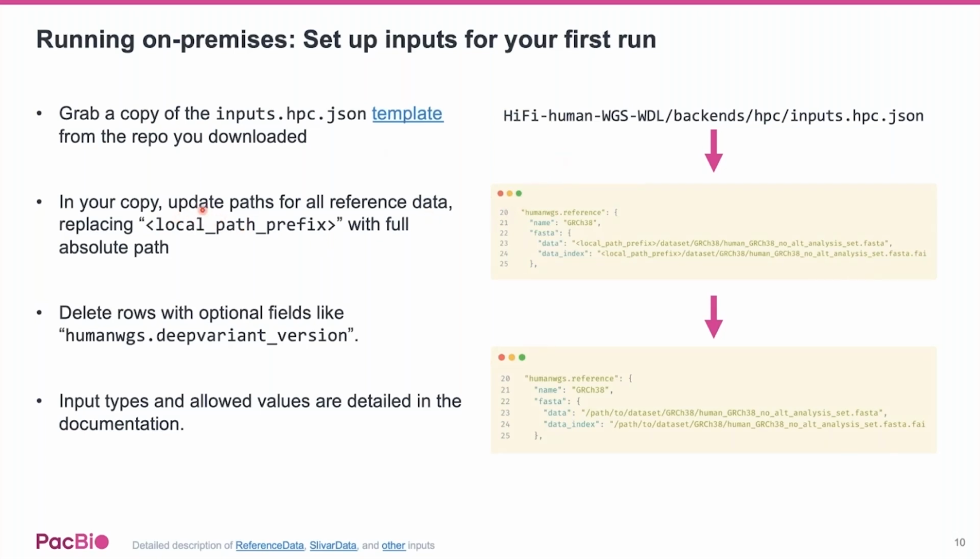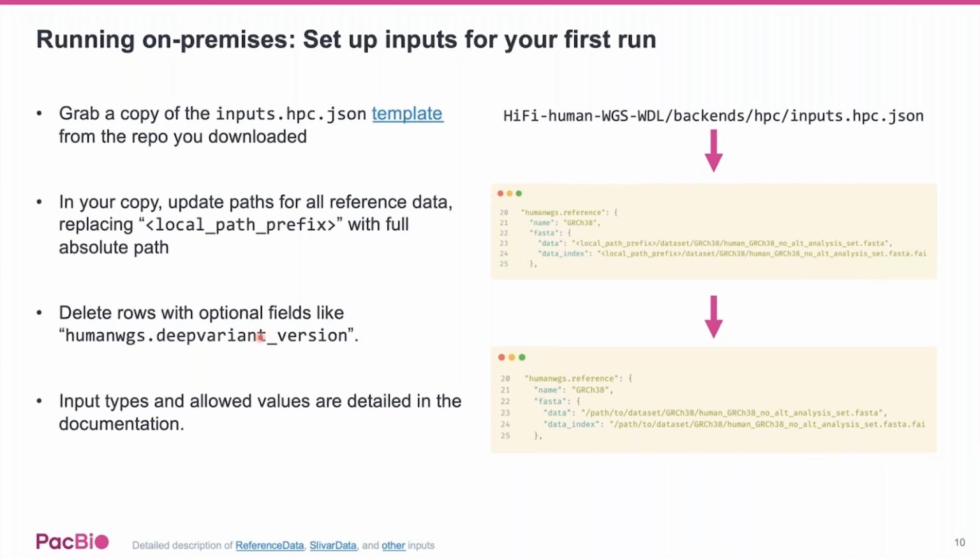The first thing we're going to do is update the path for all the reference data. So this is the static information that will be the same between runs. And we're going to replace this placeholder, local path prefix, that's in the template files, with the path that you're actually using. So in this case, I replace local path prefix with path to dataset. And I usually just do a search and replace across the entire template.